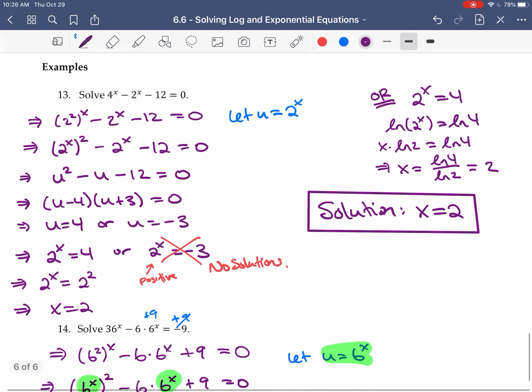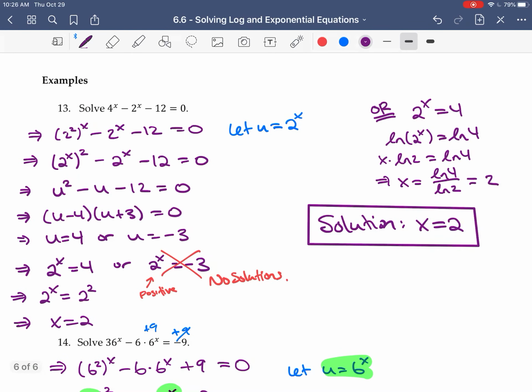So that is a bunch of different types of equations and how to solve them that involve log and exponential functions.